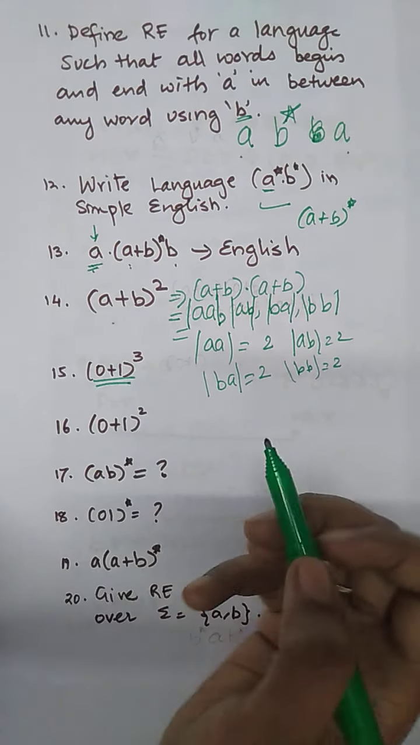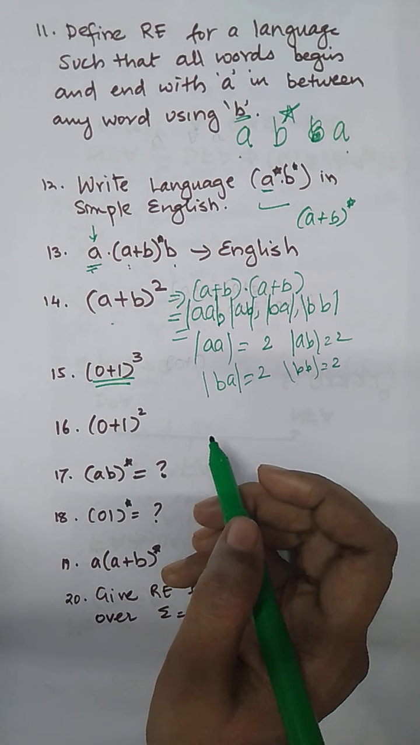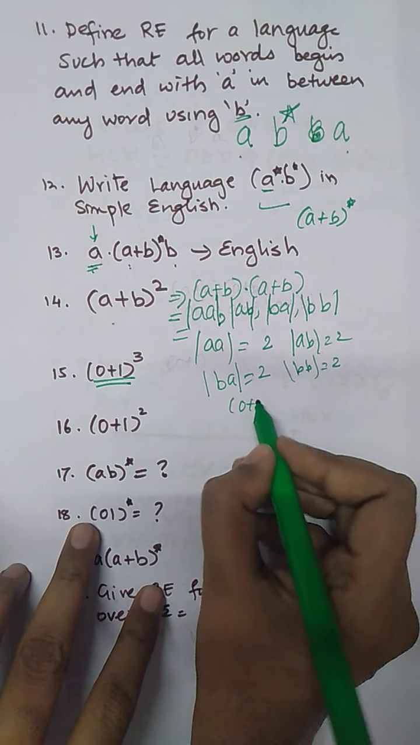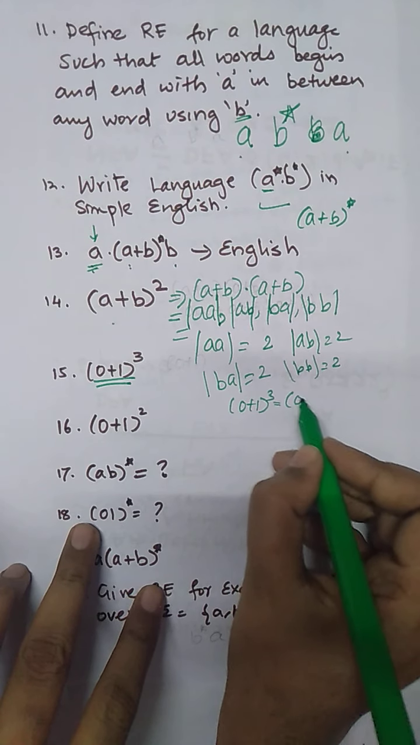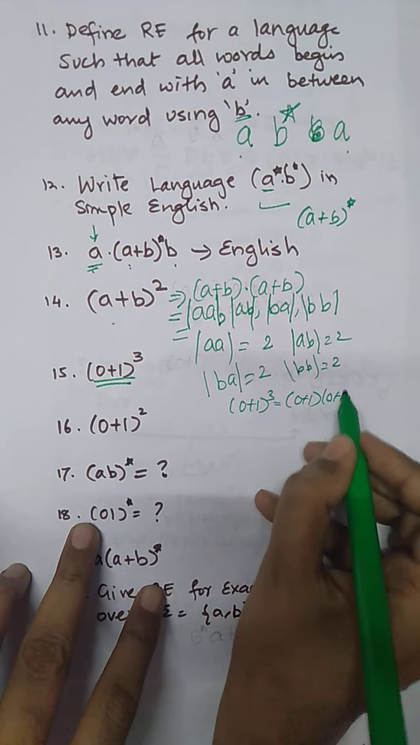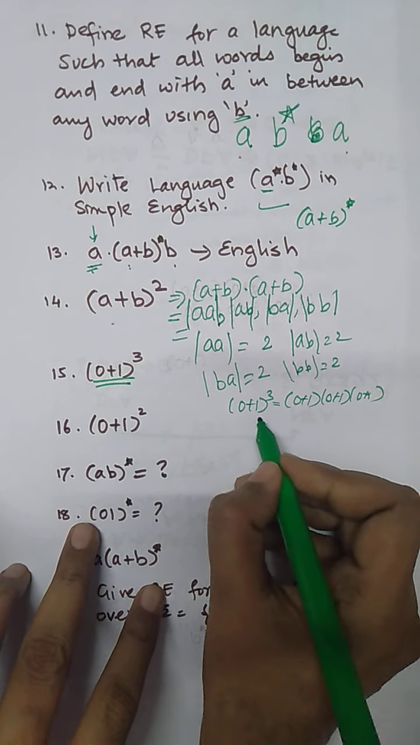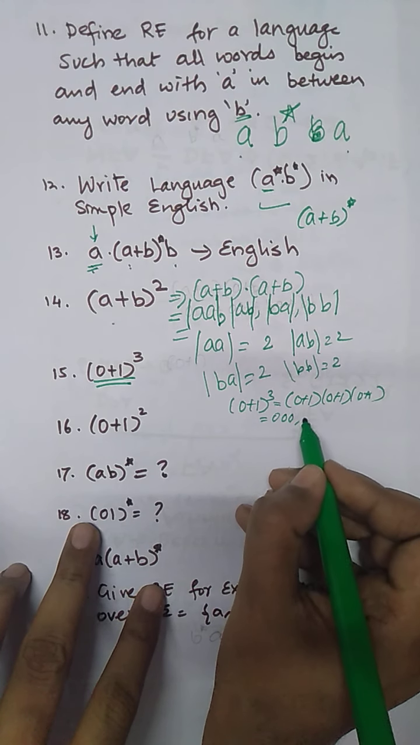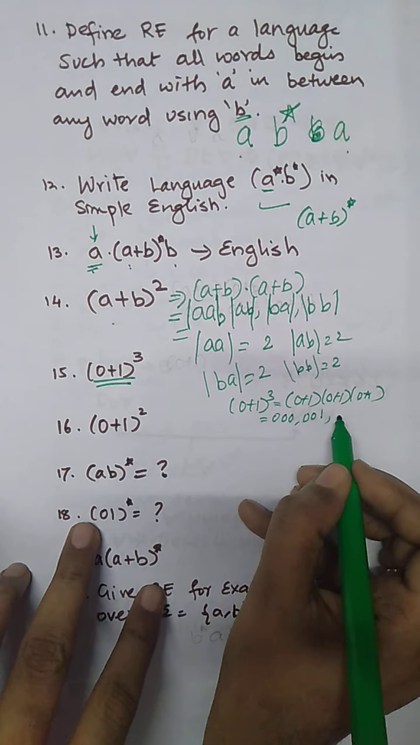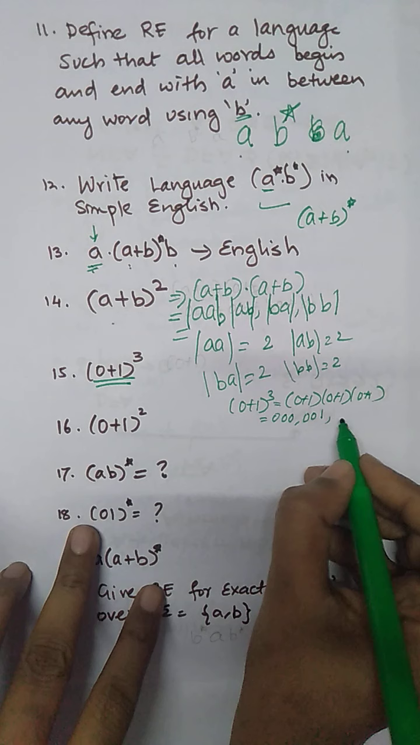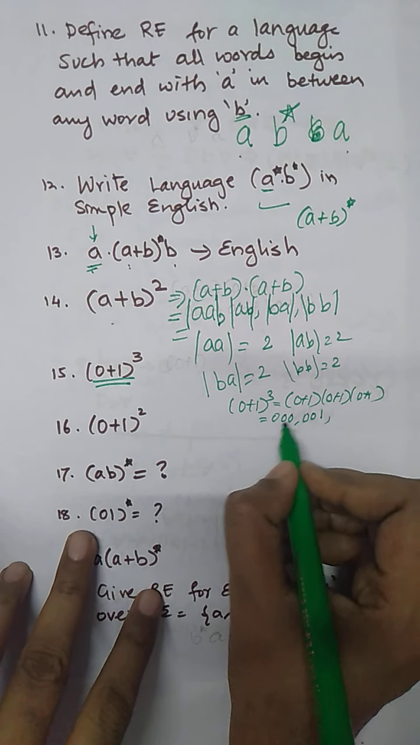Now what about this one? Again, solve it. This is (0 plus 1) the whole cube. How many times do we have to write it? 3 times. Now multiply them. It will be 000, it will be 001, then it will be... so what will be common?